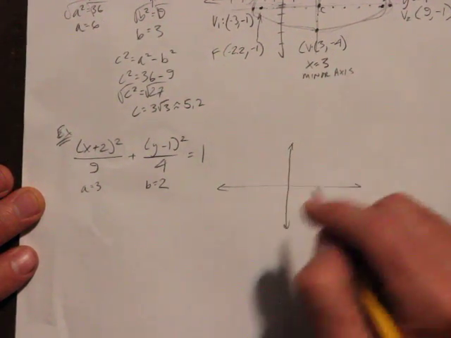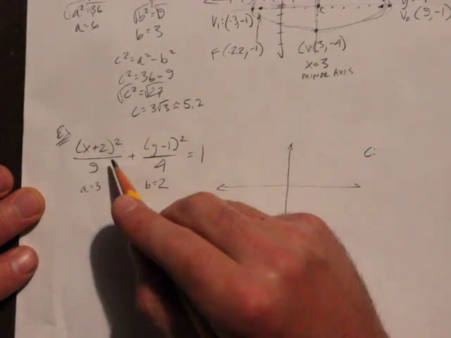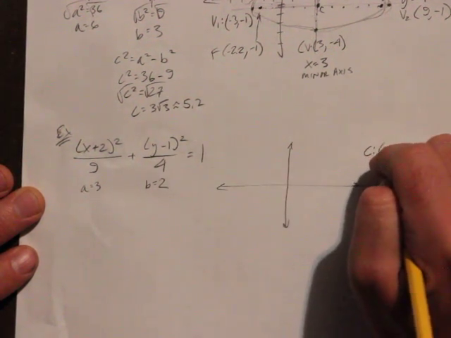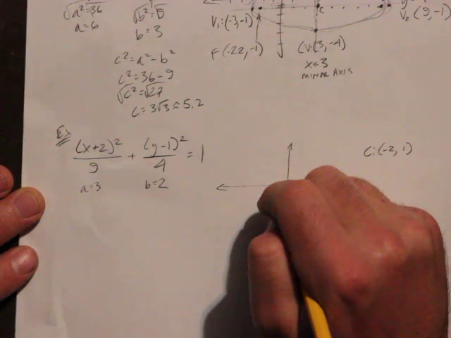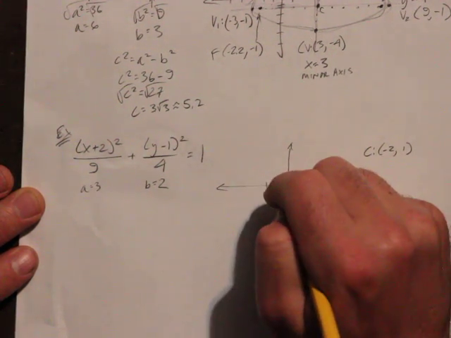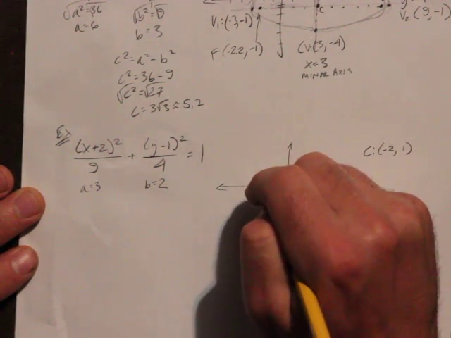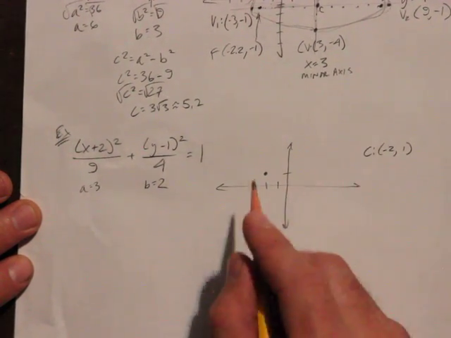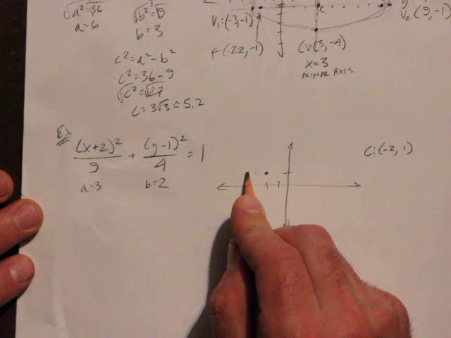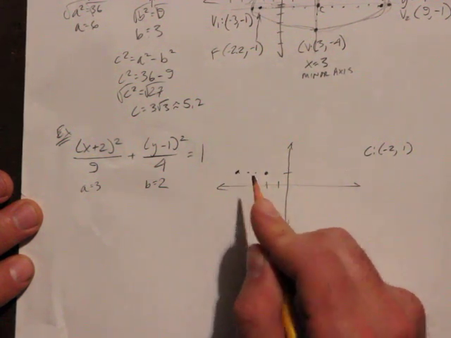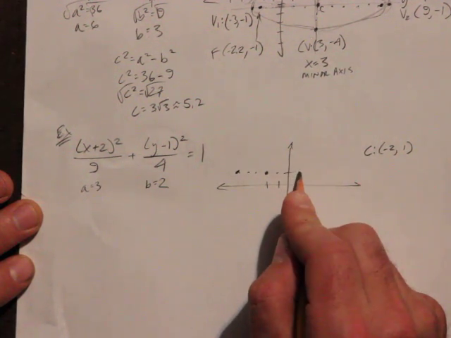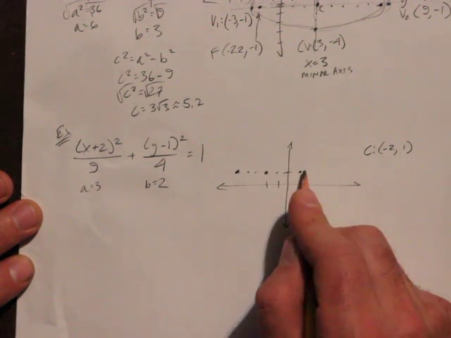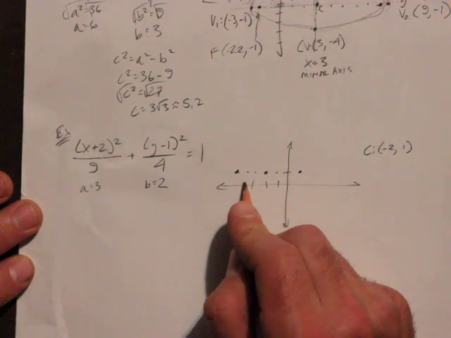My center is -2, 1. Back 2, up 1. There's my center. And my a value is 3, so I go 1, 2, 3. There's a. 1, 2, 3. There's a vertex, and here's another vertex.